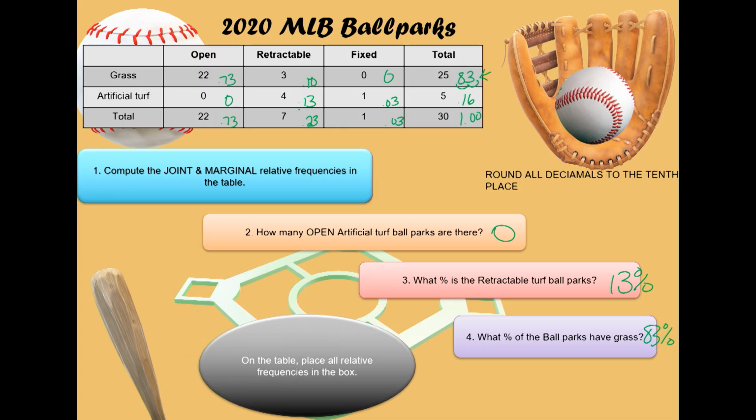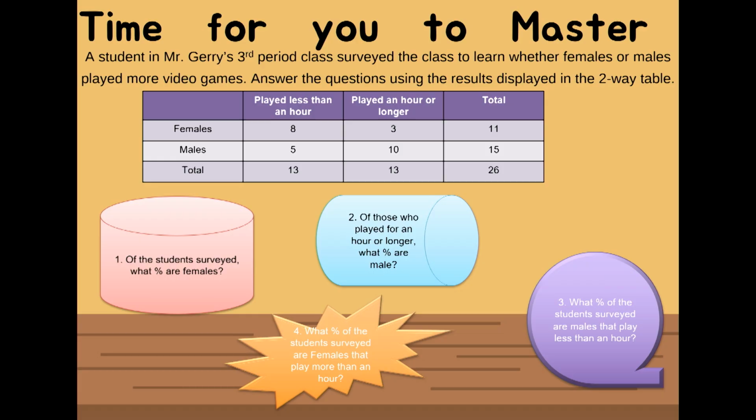On the table, place all relative frequencies in the box. So my relative frequencies are what? All of my decimal numbers. This is the relative frequencies. So we want to make sure that we're remembering what relative frequencies are, what marginal frequencies are, what joint frequencies are. So we want to make sure that we're understanding those. Good job.